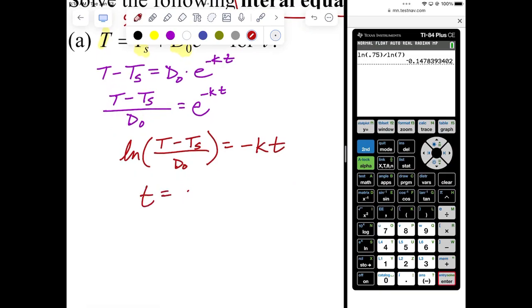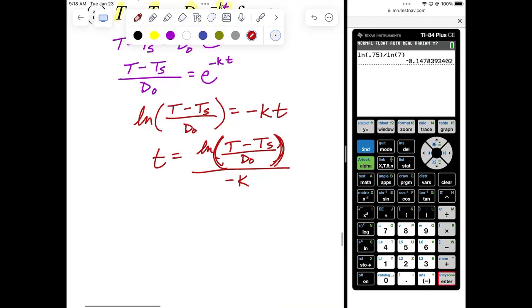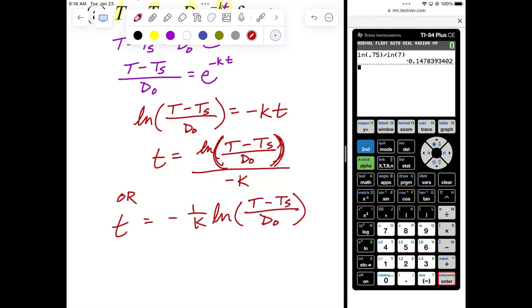Divide by negative k. So I get the natural log of (T minus T sub s) all over D sub o. And be careful. The D sub o is part of the argument. I almost slipped there. And all of that is over negative k. Now here's another way to write it, which I would probably do on a test. Negative 1 over k, right? Dividing by k is the same as multiplying by its reciprocal. And what that does is it tames it a little bit so we don't have a complex fraction.